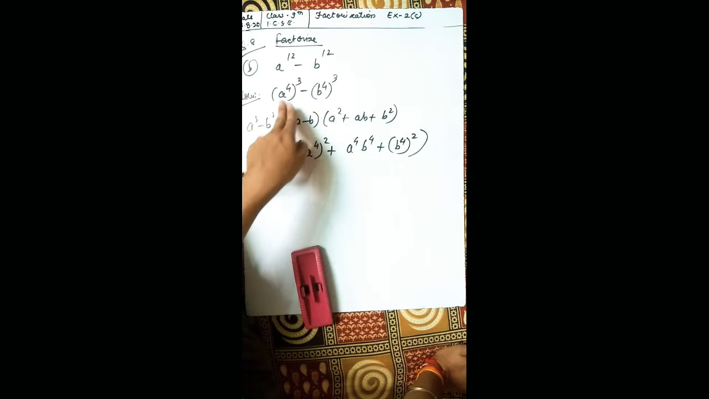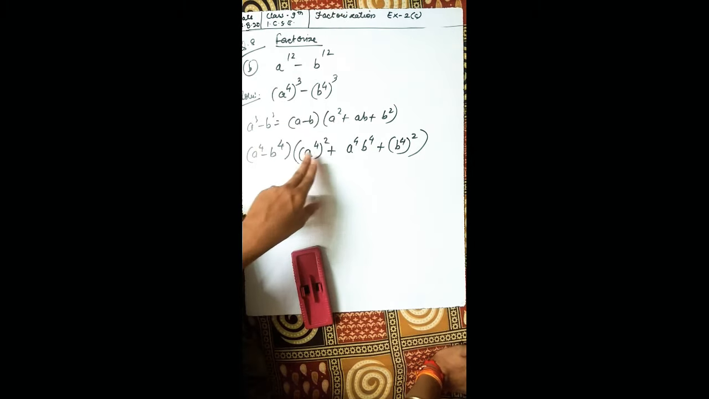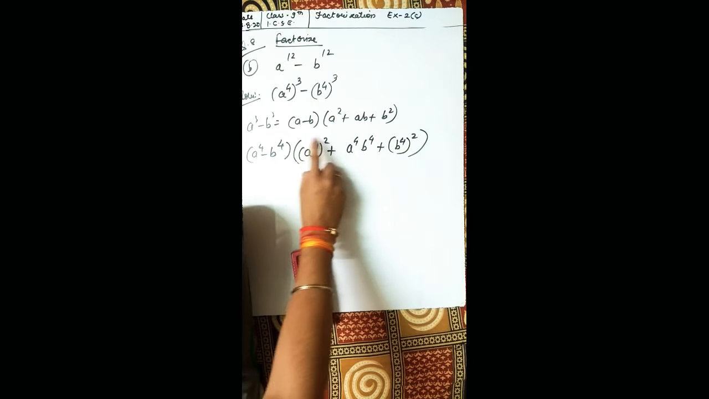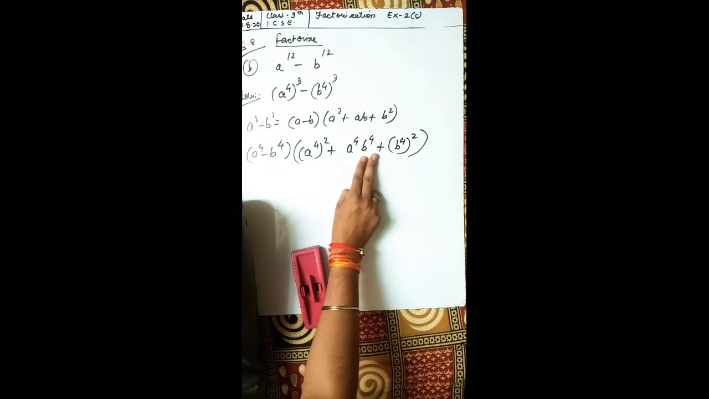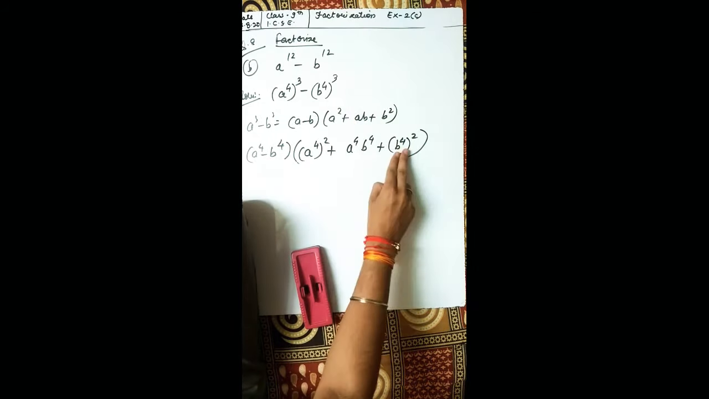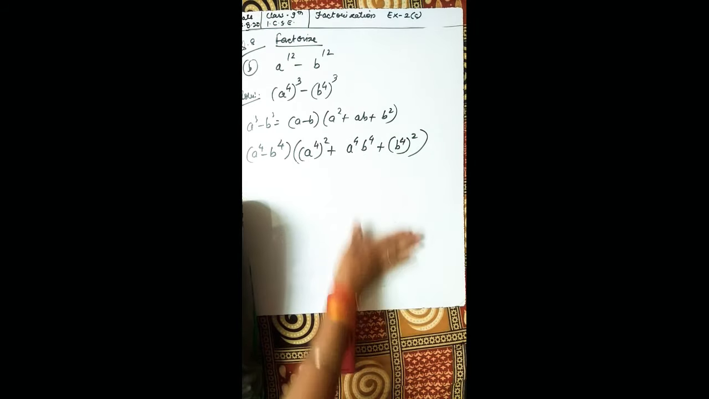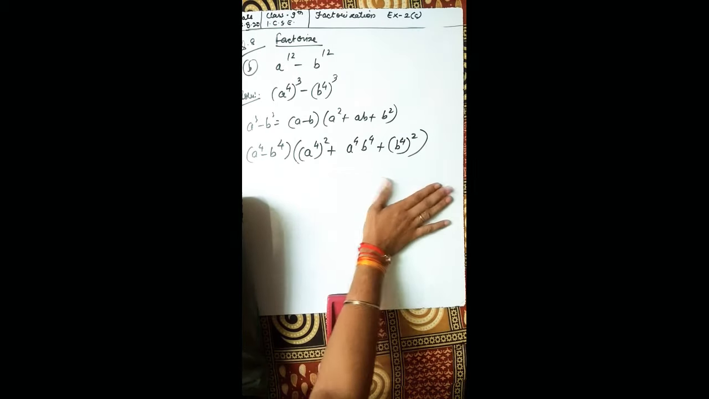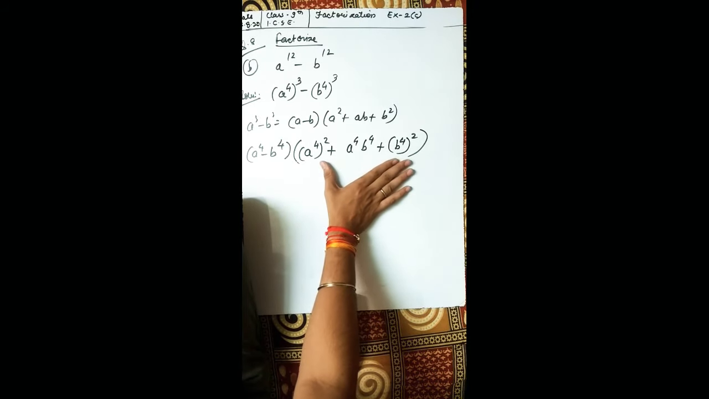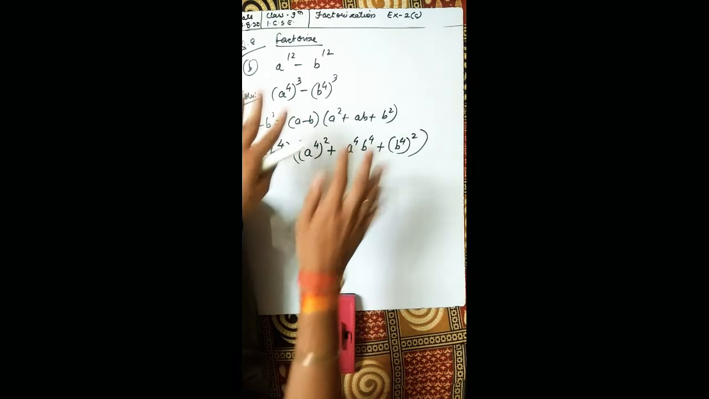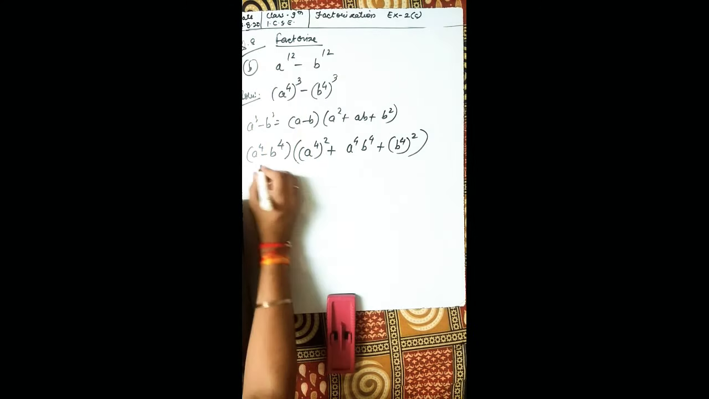So a is a to the power 4 and b is b to the power 4. So a to the power 4 minus b to the power 4, and a square, that is a to the power 4 whole square, plus ab, a to the power 4 into b to the power 4, and b square, that is b to the power 4 whole square. Now we need to factorize this bracket and this bracket. So how I'm explaining this question: first of all let me take this bracket and factorize it, and then secondly we'll take this bracket and factorize it, and in combination we'll write at last that this is the whole factorized form of a to the power 12 minus b to the power 12.